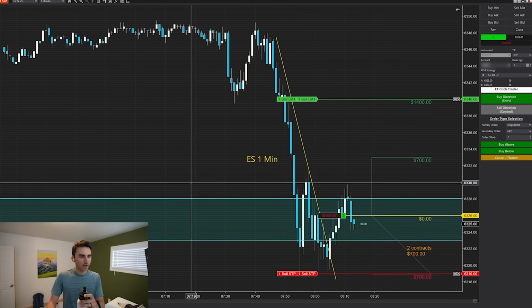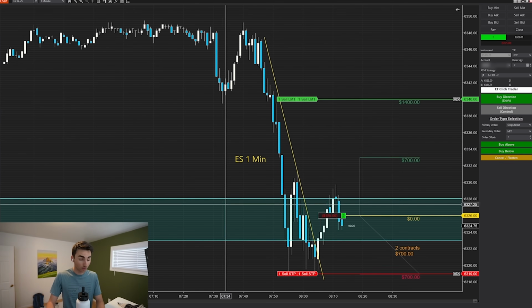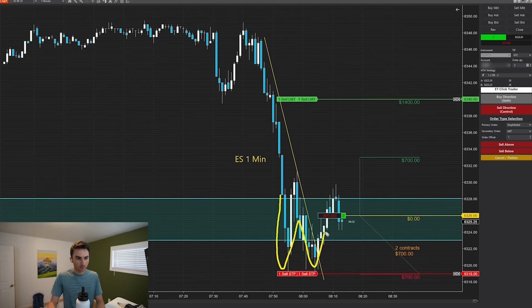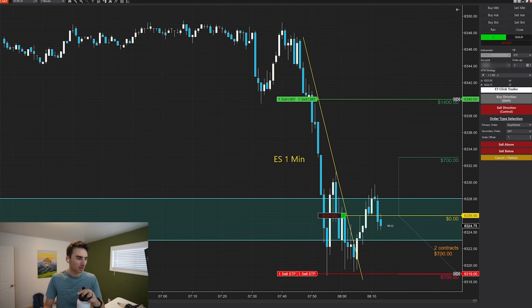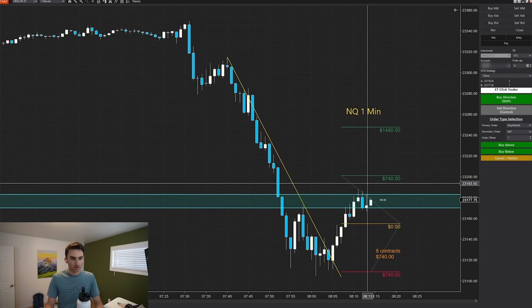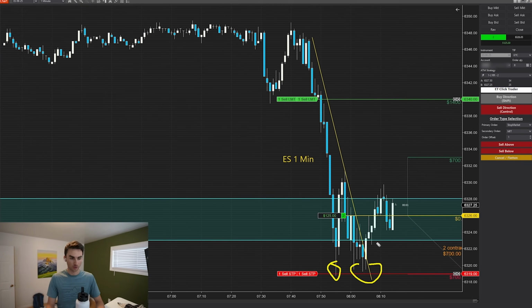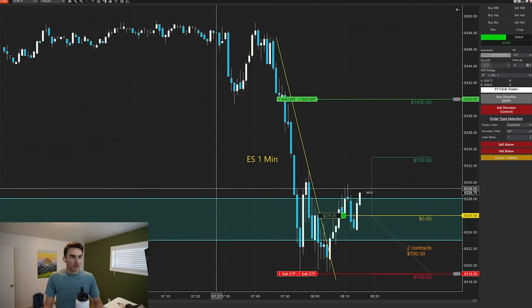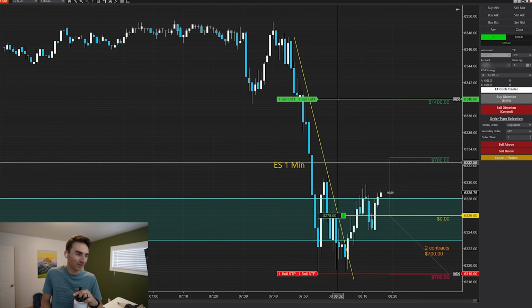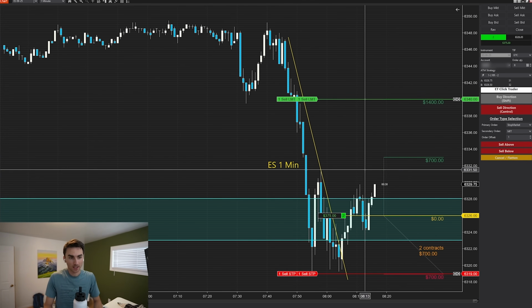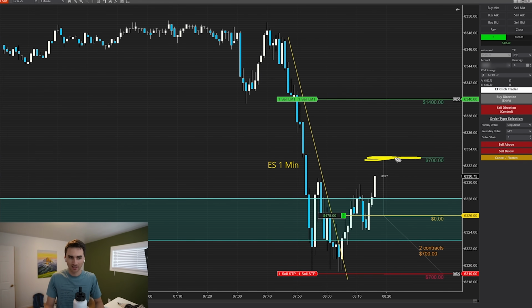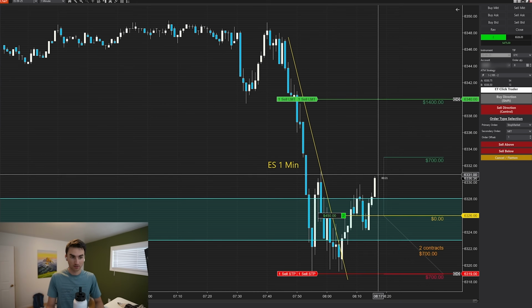This is just a pullback. I'm probably gonna have to hold through. I think with the way this trend is, it needs to have this double bottom and then some kind of fake lower. Once this kind of breaks up here, I'll probably move to break even if this really looks like it's going to start to get going.